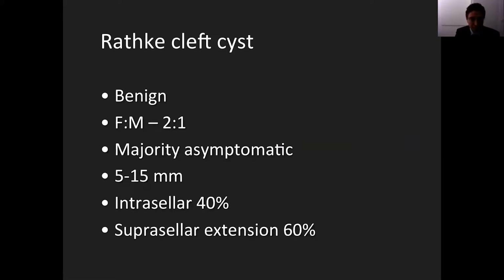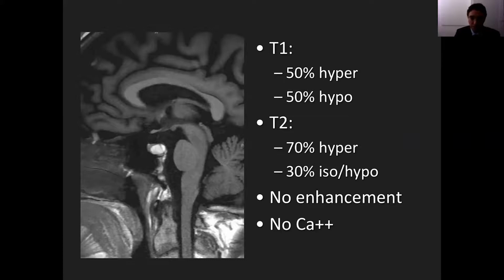So Rathke's cleft cysts are benign lesions. They are almost always asymptomatic, but they may grow and they rarely can cause symptoms. Most of them have suprasellar extension. The signal intensity of the lesion is going to vary depending on the contents of the cyst. If there's high contents of mucin or protein, they will be bright on T1.